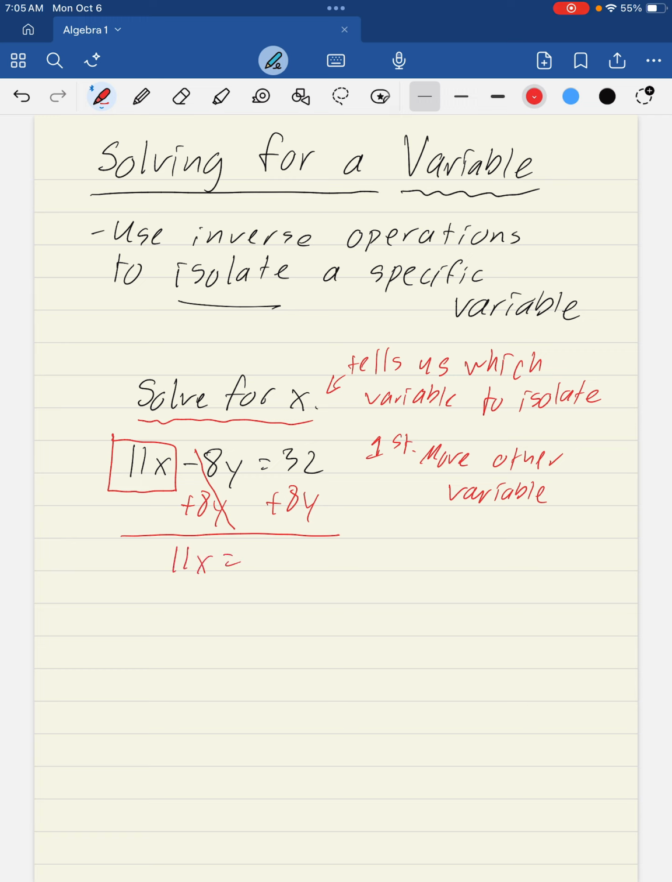This part over here is tricky because you have a number and you have a variable. You cannot combine these terms, because one's a number and one's a variable. They are, in fact, unlike terms. So we need to be careful of that.